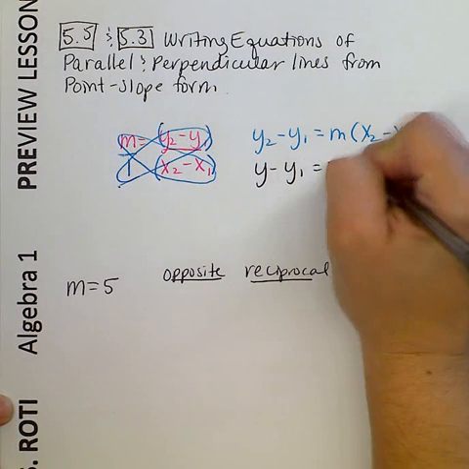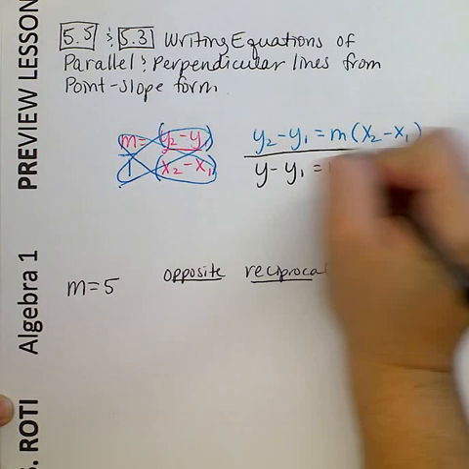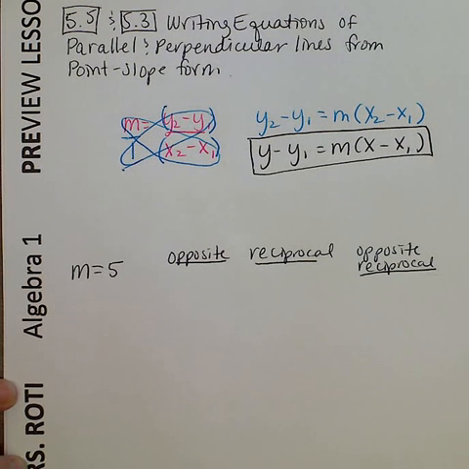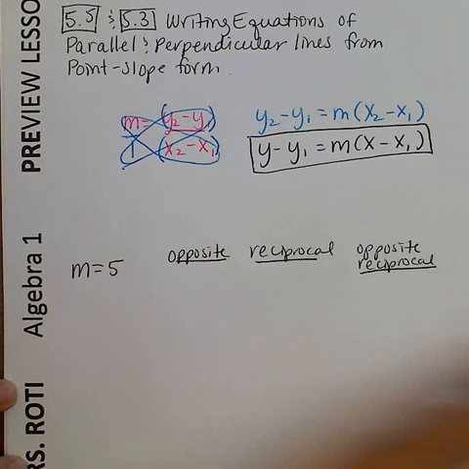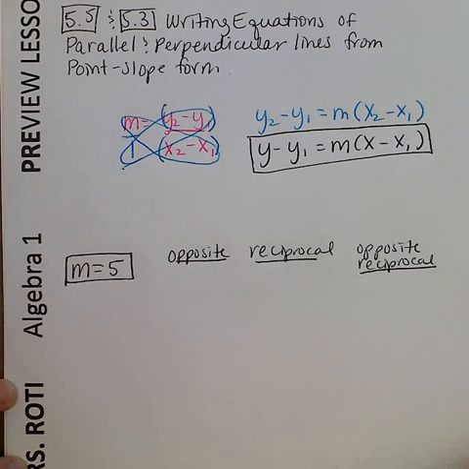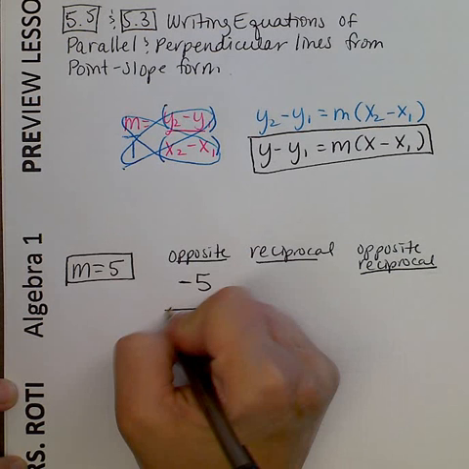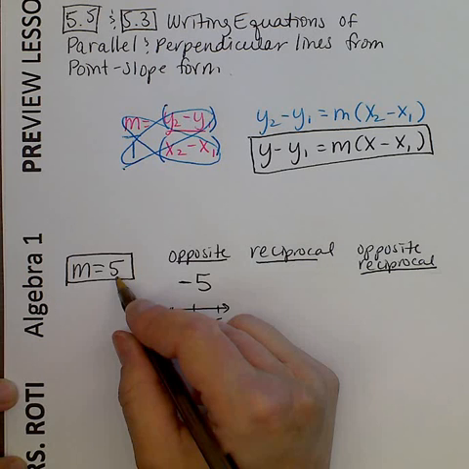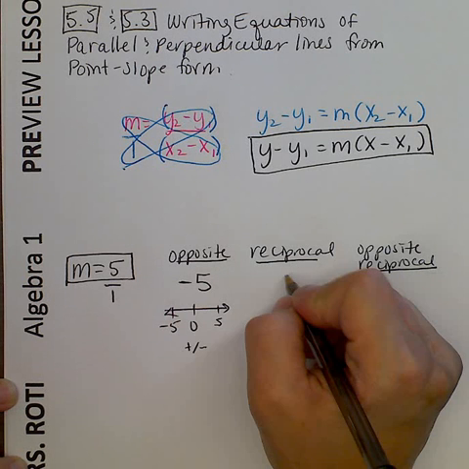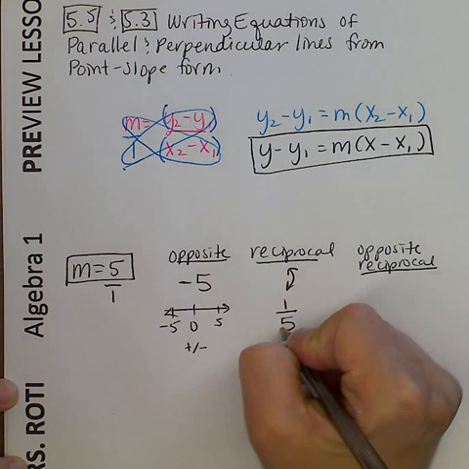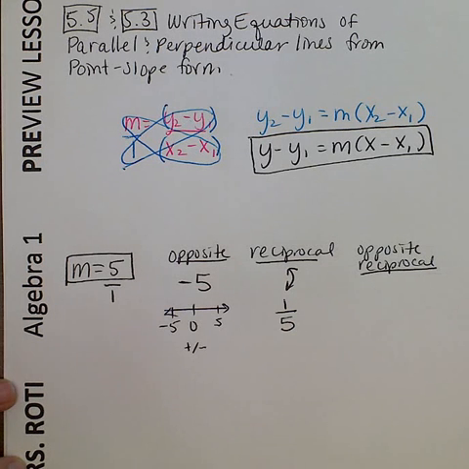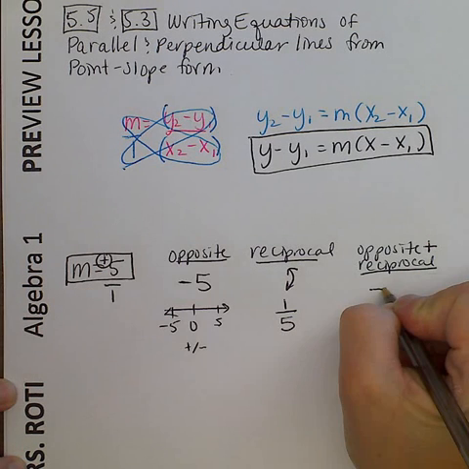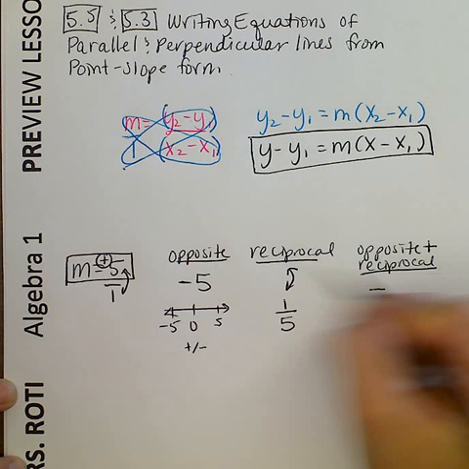You'll notice that in the book, you won't use the 2's anymore. It gets really confusing with all the subscripts. The other prerequisite knowledge you need: for example, if the slope is 5, the opposite of 5 would be negative 5. We get that from looking at a number line. The sign changes to its opposite. But the reciprocal of 5, since 5 is 5 over 1, would be the flip of that number, which is 1/5. If you did both the opposite and the reciprocal, a positive number would change to a negative, and 5 over 1 would flip to 1 over 5.